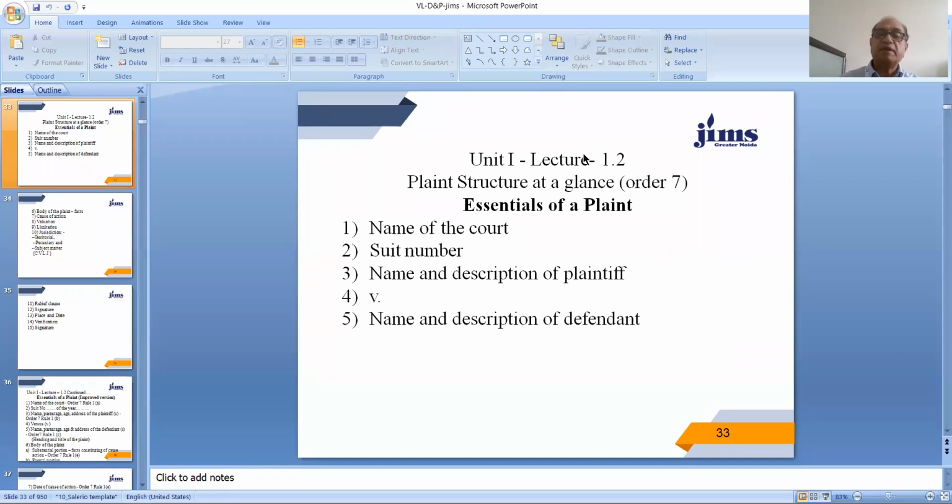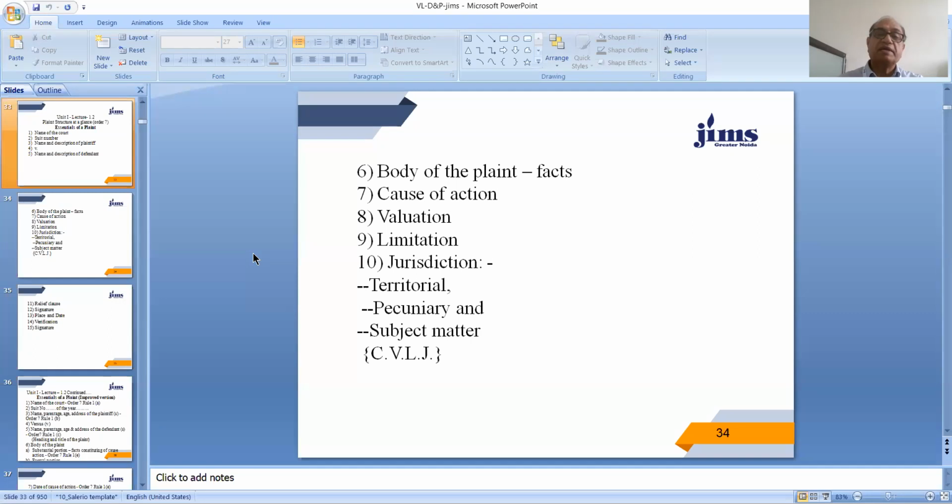Then third, name and description of the plaintiff, and if there are more than one plaintiffs, then the name and description of all the plaintiffs is to be mentioned here. Then the other side, against whom you are filing this suit. Again, the name and description of the defendant, and if there are more than one defendants, then the name and description of all the defendants is to be given in the plaint.